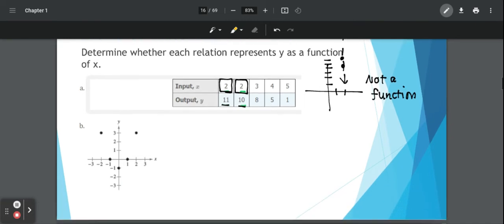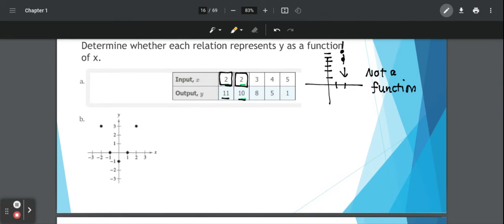If we were to look at the graph in part B here, and look at it in terms of does it pass the vertical line test, none of the points stack up vertically, so this would be a function.